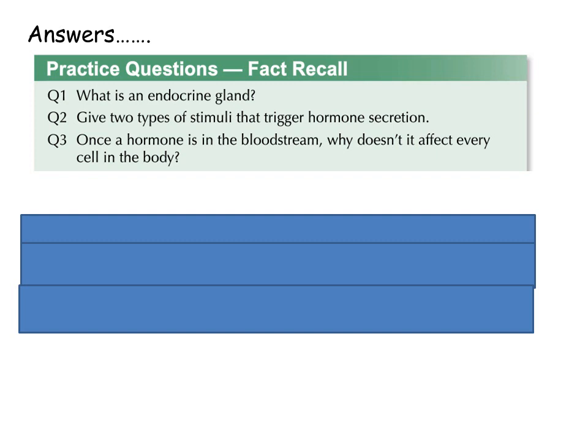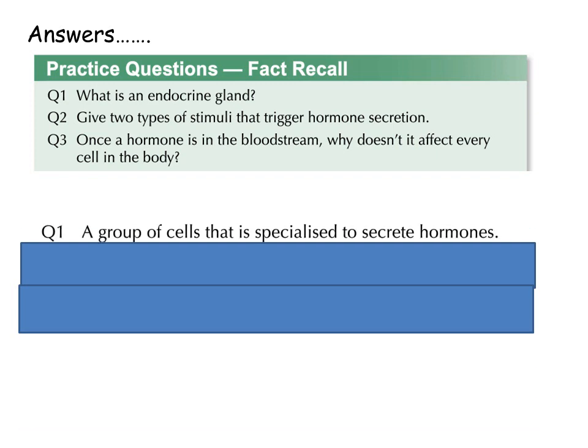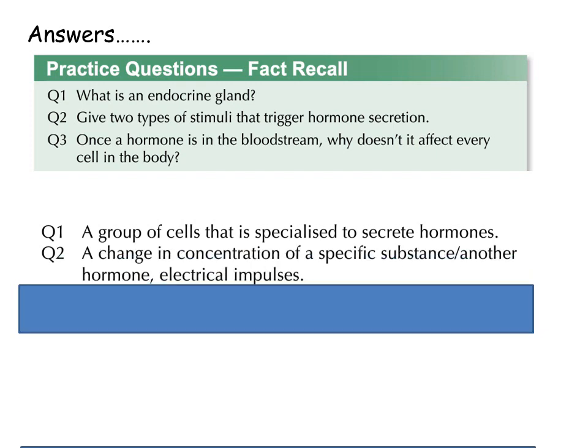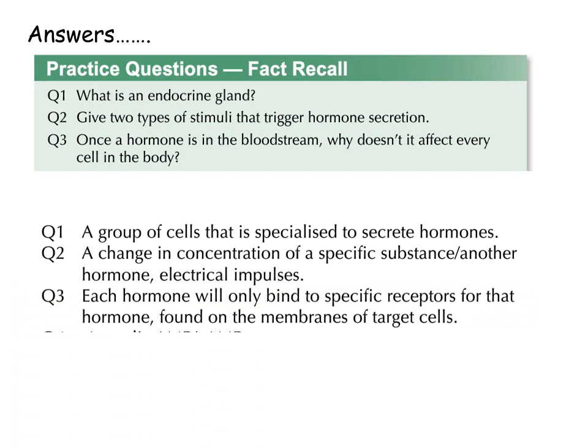So question 1, what is an endocrine gland? A group of cells which are specialised to secrete hormones. Question 2, 2 types of stimuli which trigger hormone secretion. You should hopefully have got the change of concentration of a specific substance, for example a change in glucose, or another hormone, or possibly electrical impulses. And once a hormone is in the bloodstream, why doesn't it affect every cell in the body? This is because the hormone can only bind to specific receptors because it has the complementary shape for that receptor, and it cannot bind to anything else.